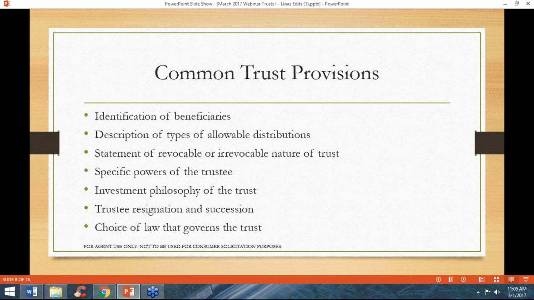Most trusts also include investment philosophy of the trust and any prohibited investments. They should also include trustee resignation and succession rules if a trustee can no longer serve as trustee. Most trusts will also contain a choice of law that governs the trust if a lawsuit or legal claim should arise.